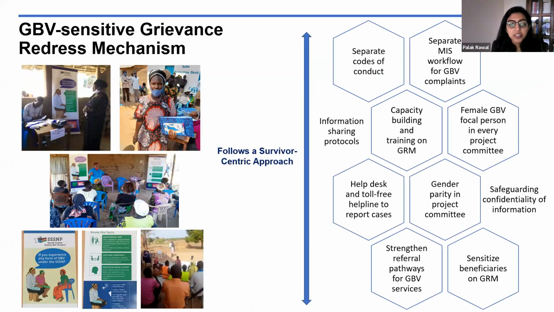This included measures like a separate workflow for GBV complaints, codes of conduct designed separately for cases against beneficiaries and cases against committee members, appointment of one female GBV focal person in every project committee at all levels, a toll-free helpline to report cases, trainings for all members on survivor-centered approach with refresher trainings at equal intervals, and strengthening referral pathways to GBV support services, among other building blocks, as you can see on the screen.